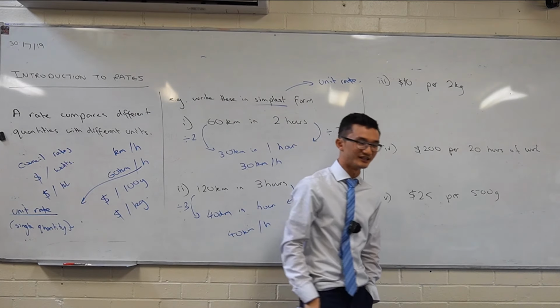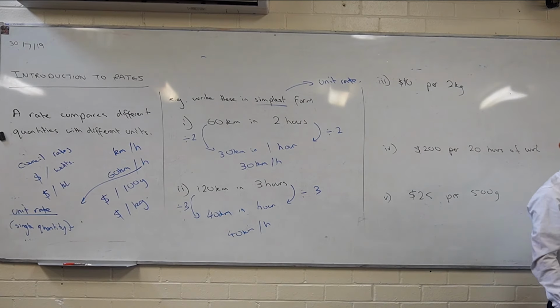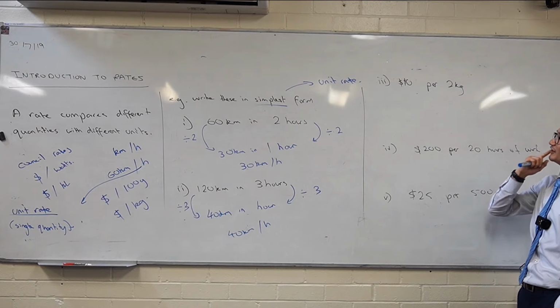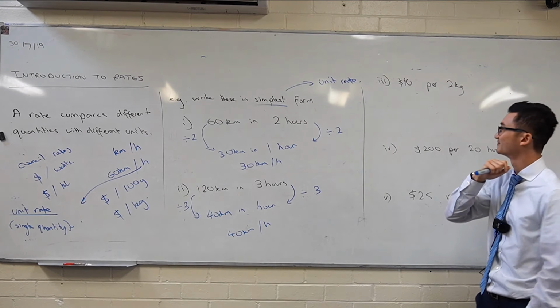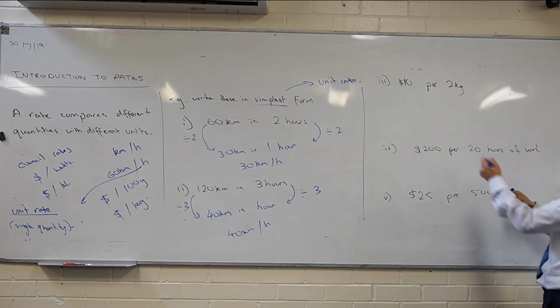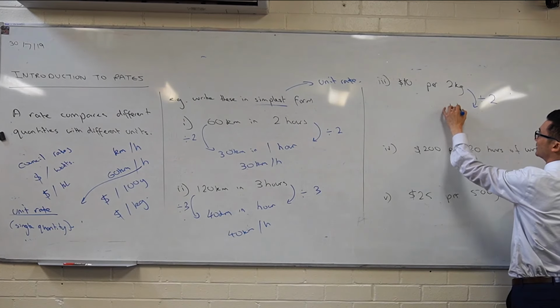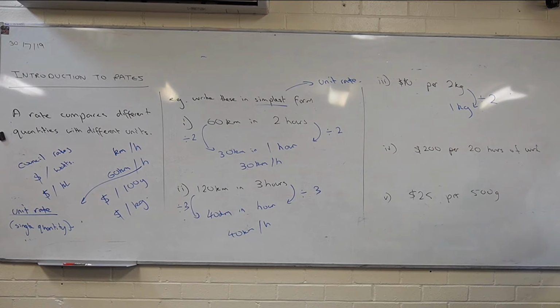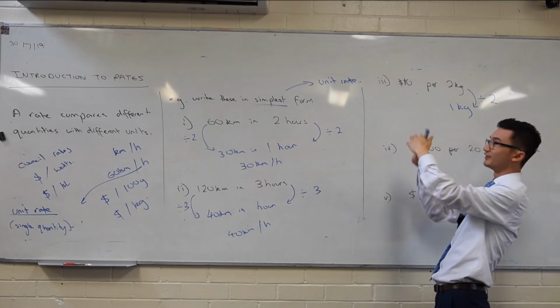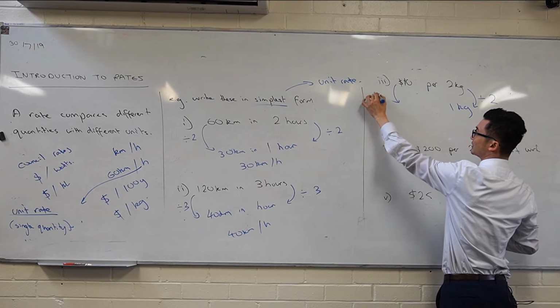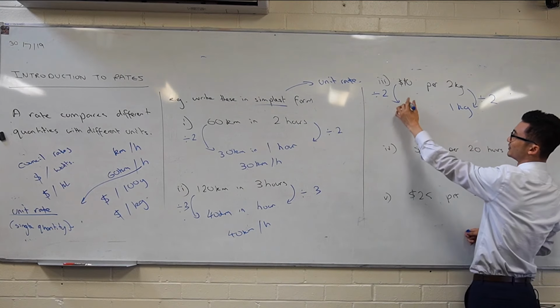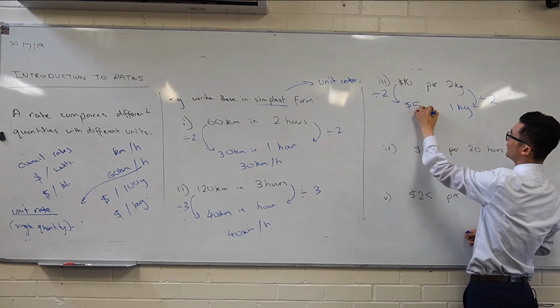Next one for me, Sunny, can you help me out? I've got $10 per 2 kilos. How do I get to my unit rates? Okay. So that gives me 1 kilo, right? Awesome. So what I do to one side, I'm going to do the other side. I'm also going to divide this one by 2. And so 10 divided by 2, that's going to give me $5 per kilo.